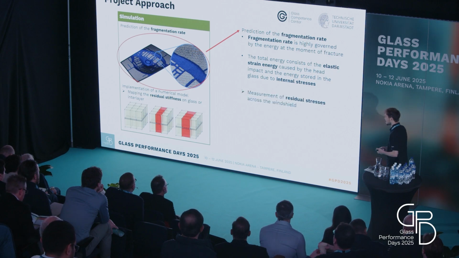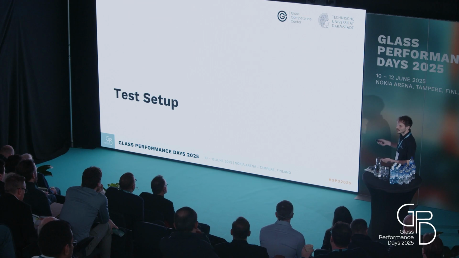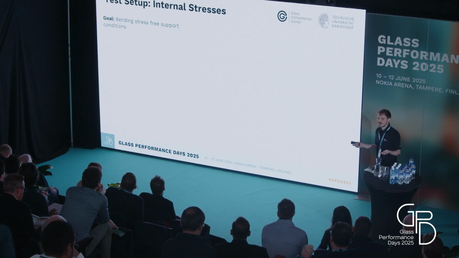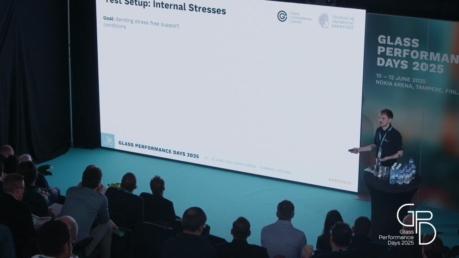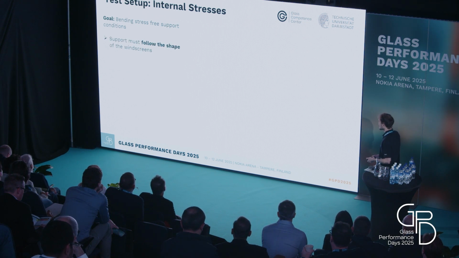So here I will talk about the residual stresses in the glass, and here I will present my test setup. The first problem with our windshields is that they are curved. So when you just lay them on the ground and do your stress measurements, you have high bending stresses. This means we need bending stress-free support conditions.